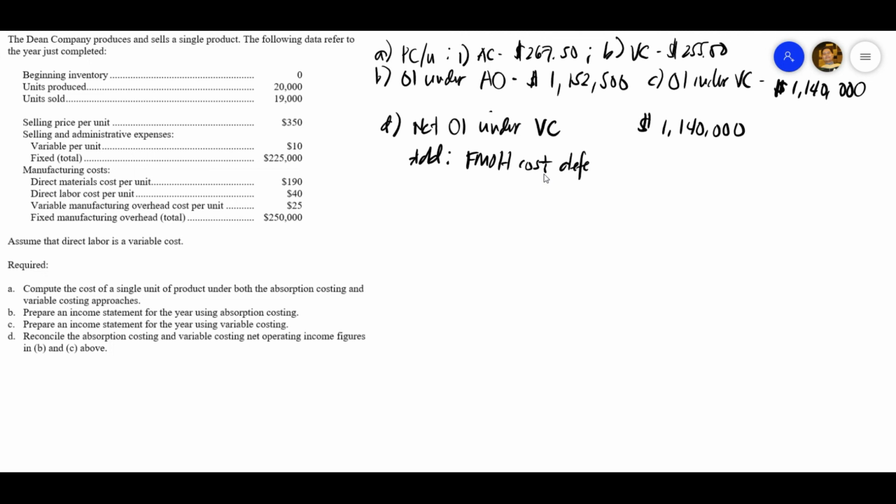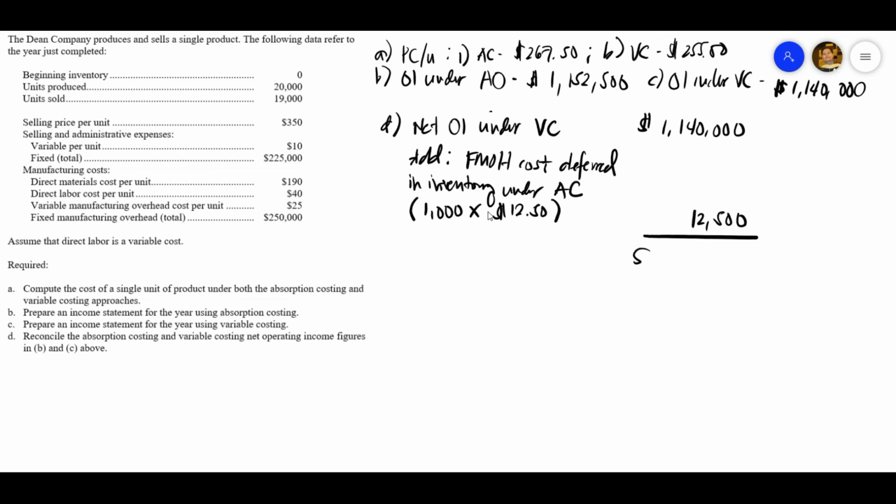Added back. So we need to add the fixed manufacturing overhead cost deferred in inventory under absorption costing. So how do we compute for that? It's the 1,000 units remaining multiplied by the fixed manufacturing overhead cost per unit of 12.50. And when we multiply both, it will give us a value of 12,500. It should be added back.